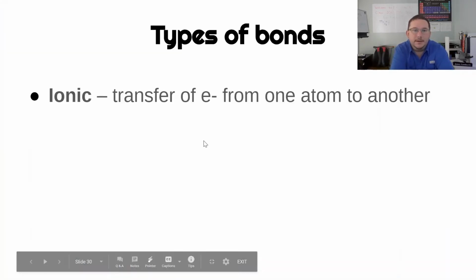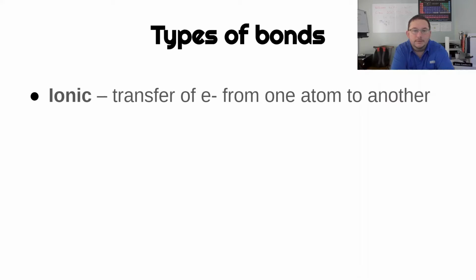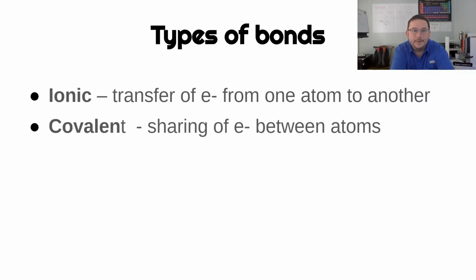All right, so types of bonds. Let's just recap. Ionic bonds, you have a transfer of electrons from one atom to another, creates that positive ion and that negative ion, and that electrostatic force of attraction is the ionic bond. Then you have a covalent bond, which is a sharing of electrons between atoms. Instead of that transfer, which forms that electrostatic attraction, you have the sharing of electrons to get to an octet, which is a covalent bond.